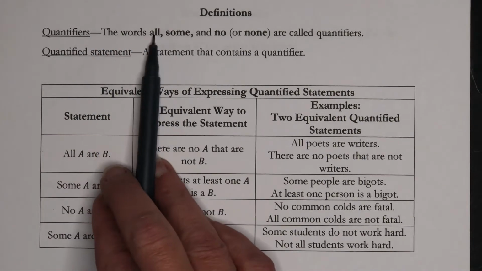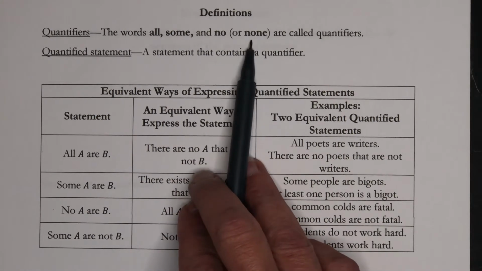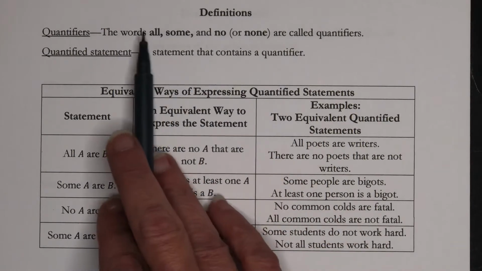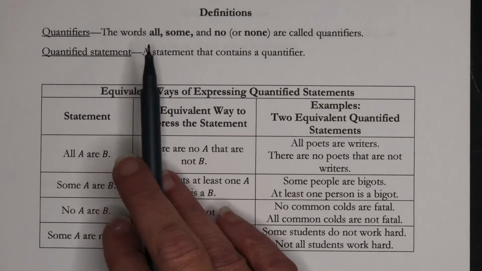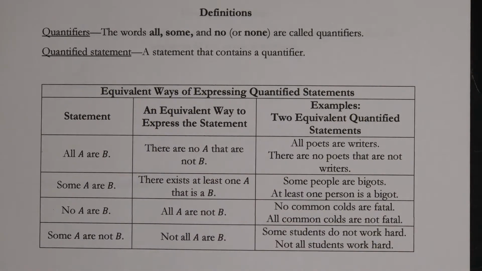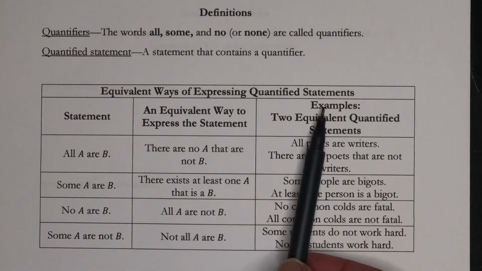These are the words all, some, and no, or depending on how it's written, it might be none. So if you see these words, you have a quantified statement. And by definition, it's a statement that contains a quantifier. Okay. So we have some equivalent ways of expressing quantified statements.